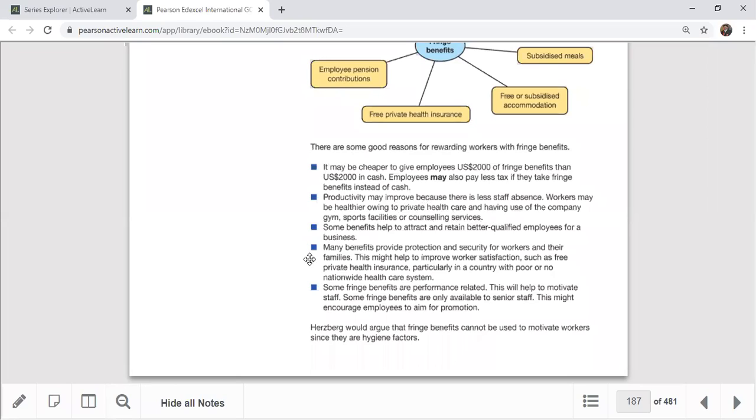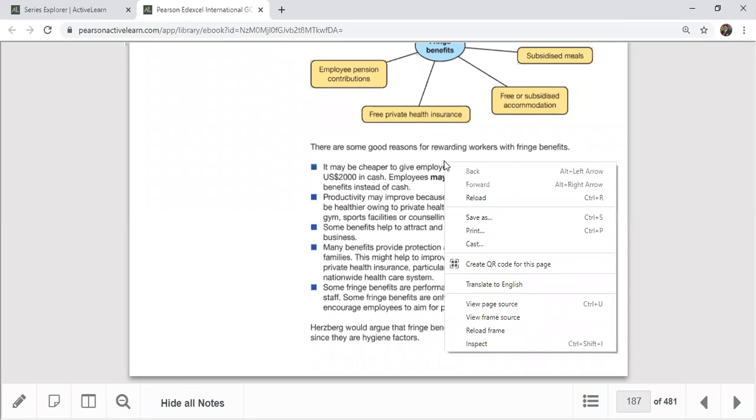Many benefits provide protection and security for the workers and their families also. Not only a single benefit, it goes to their family members also. That's another benefit. A lot of people are not thinking like that, because they think, "Okay, I gave a t-shirt to this one, so he might be happy." But what about the family members? They don't get anything. Therefore, these things matter. But if you give some accommodation, you and your family members also can stay there.